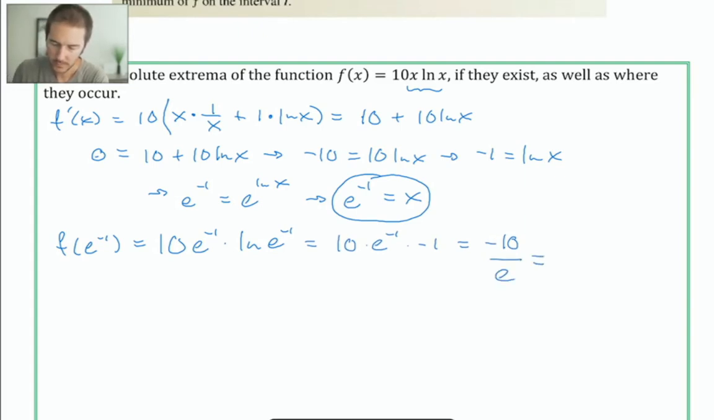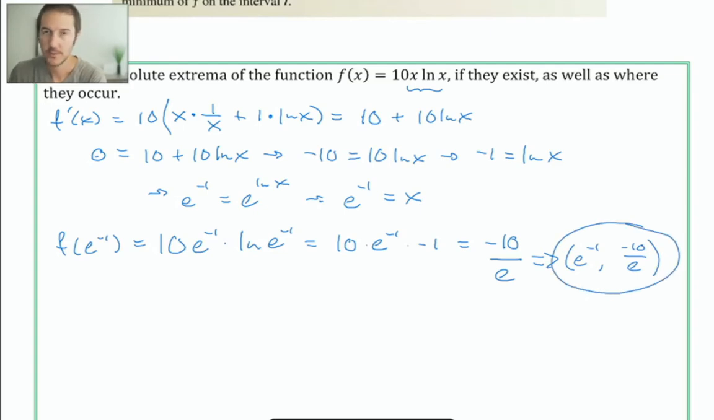So this corresponds to, and now I'm thinking I'm going to go back with the eraser. I'm going to erase this circle that I drew here and I'm going to save that circle for, let's turn this into an arrow, so that this corresponds to the point e to the negative 1, comma, negative 10 over e. This is one of the points that we're going to be using when we get to the comparison phase in step 4. So we'll be looking at that y value again.